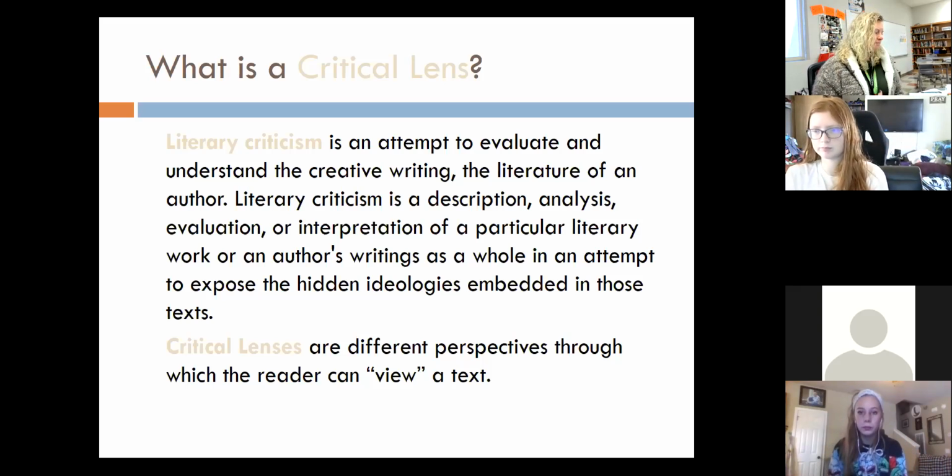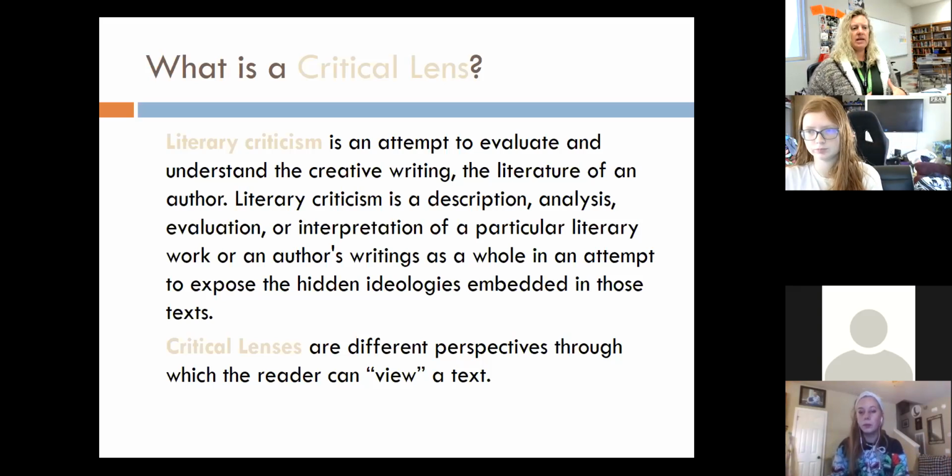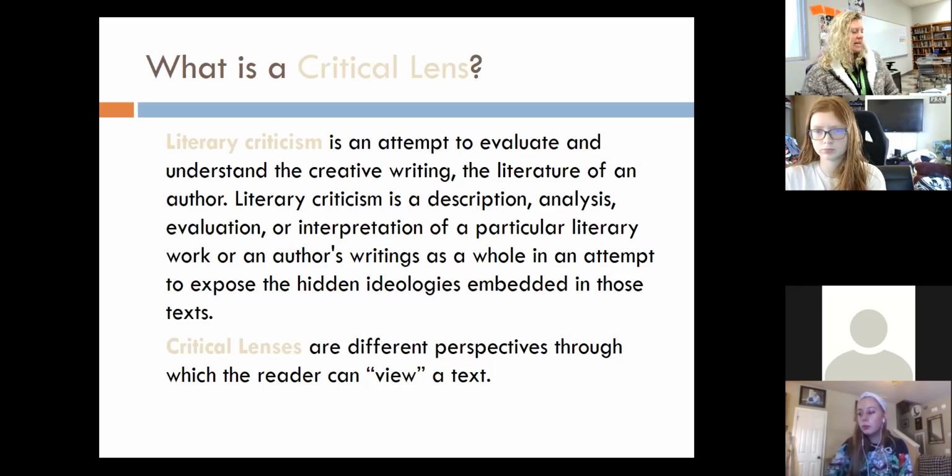If you are not sure what a perspective is, you know how some people say there are 2 sides to every story? If you got into a fight with one of your friends and your friend goes and tells somebody, and then you go and tell somebody and your side is different than their side, they're telling it from their perspective and you're telling it from your perspective. You saw it one way and they saw it another. It's the same thing with literature. As you read it, you're going to see it one way and someone else is going to see it a different way. So you're looking at it from 2 different ways. Kind of think of it that way. And again, critical lenses are a different perspective through which a reader can view a text.